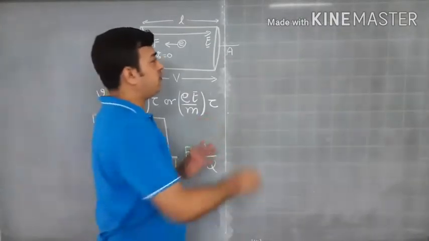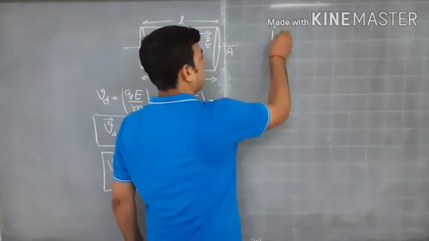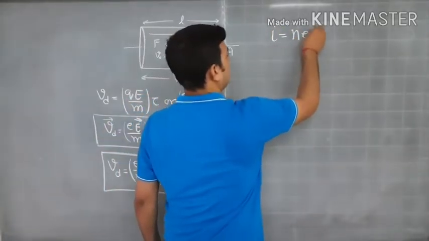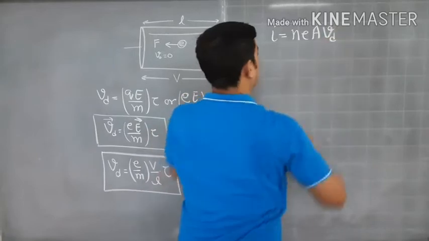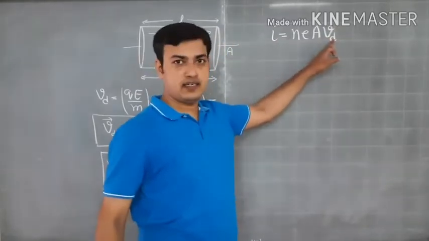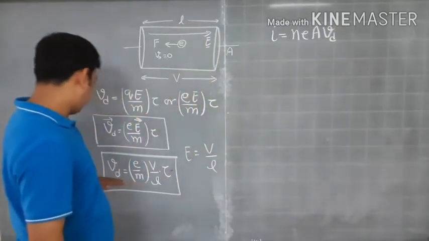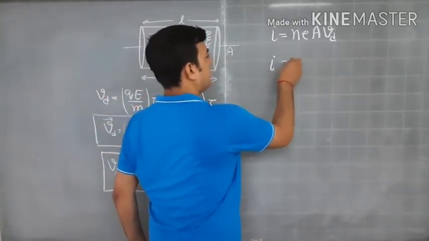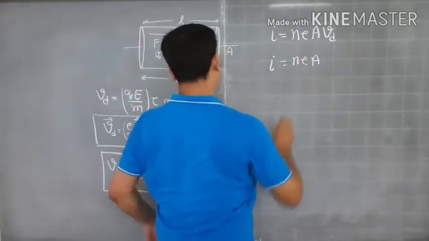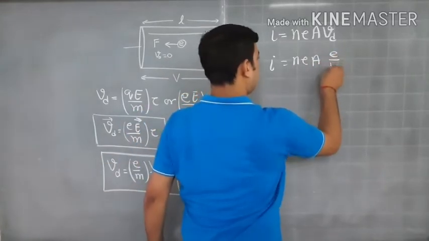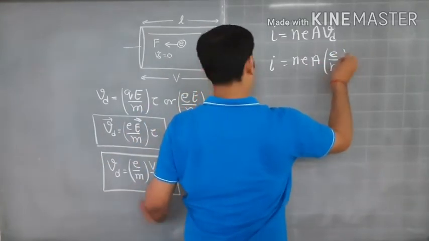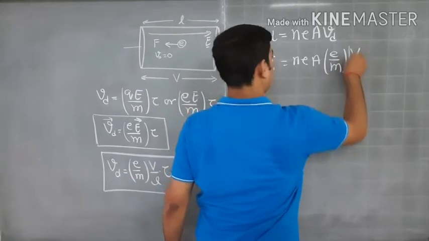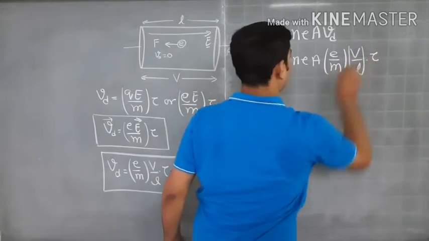So in the previous classes we have discussed that I equals nAeVd. That was the relation between current and drift velocity. So I am having the value of drift velocity, so I can replace it and I can get I equals nAe, and the Vd is eE by m, and this is V by L, and this is tau.